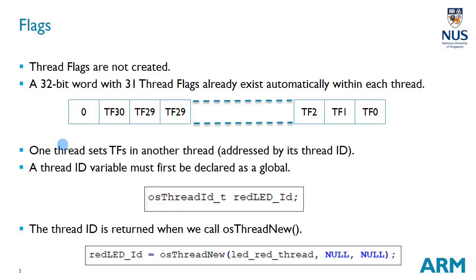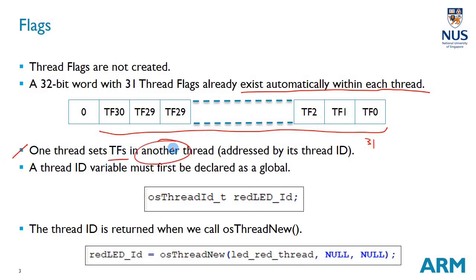The first one we're going to focus on is thread flags. Thread flags are not created, they actually exist automatically within each thread. The moment you create a thread, there are already 31 thread flags associated with each thread, from 0 all the way to 30. What we have is the ability for one thread to set the thread flags in another thread, and we address it using its thread ID.